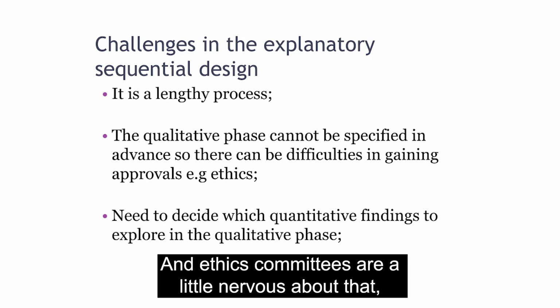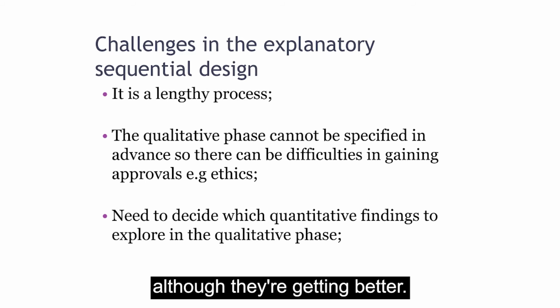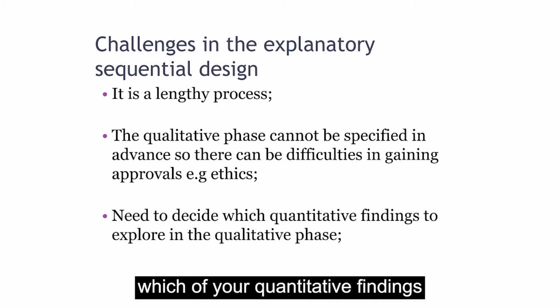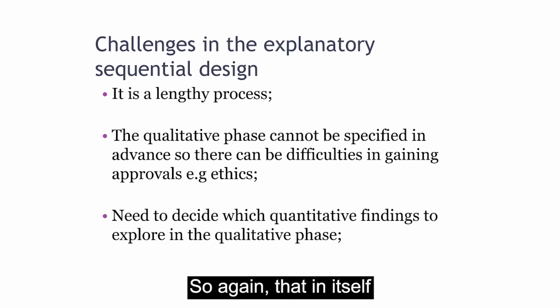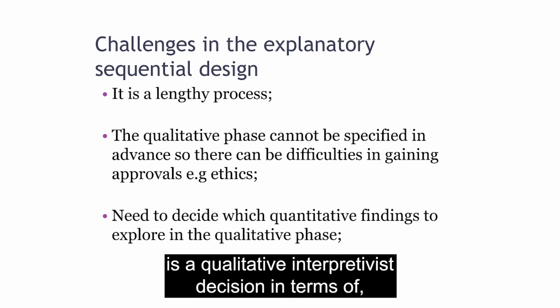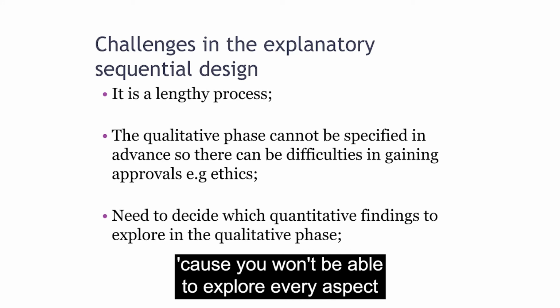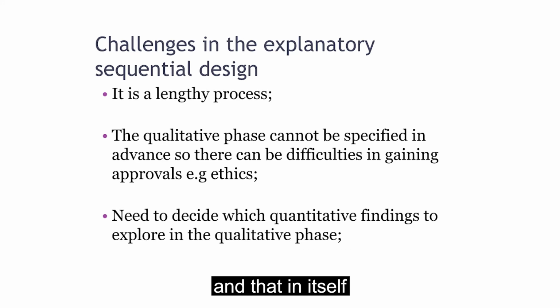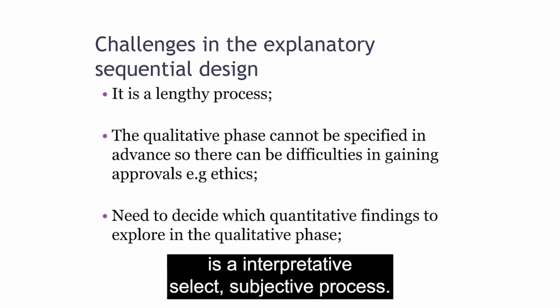So you can't, from the outset of a study, say what exactly you're going to do for the qualitative. And ethics committees are a little nervous about that, although they're getting better. And the other thing is, of course, you then need to decide which of your quantitative findings you're going to go on to explore. That in itself is a qualitative interpretivist decision, because you won't be able to explore every aspect of that quantitative data. You'll have to be selective, and that in itself is an interpretivist, subjective process.